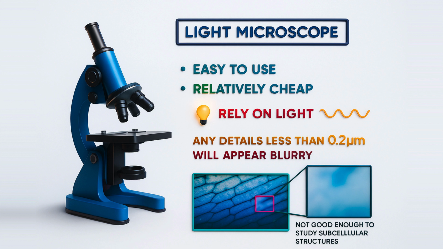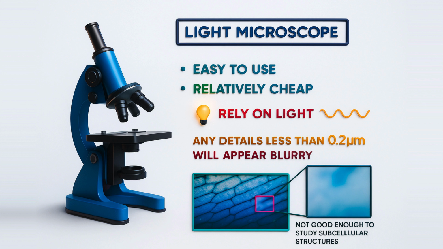One of the key advantages of light microscopes is that they are compact in size, relatively affordable to purchase and maintain, and straightforward to operate. However, since light microscopes depend on visible light as their source of illumination and visible light has a wavelength of approximately 0.2 micrometers, this imposes a limit on the microscope's resolution. Specifically, light microscopes can only resolve or distinguish between details that are at least 0.2 micrometers apart.